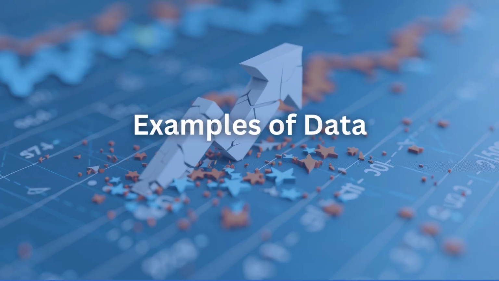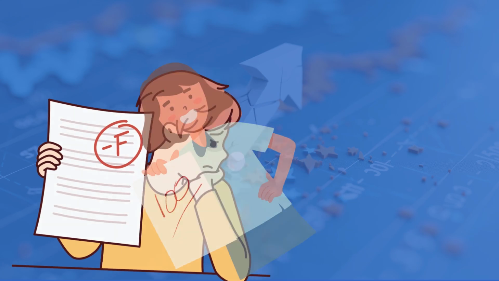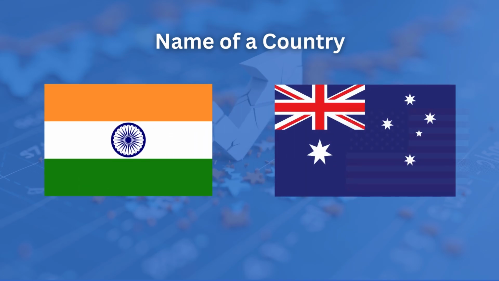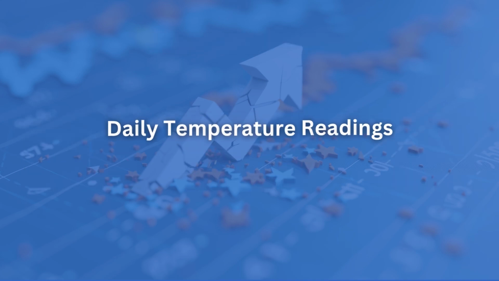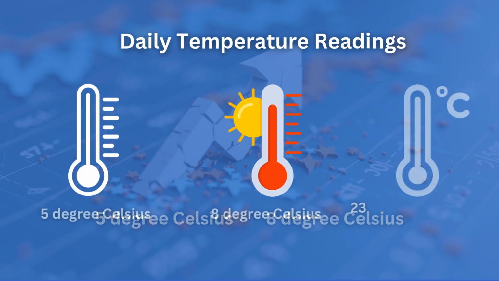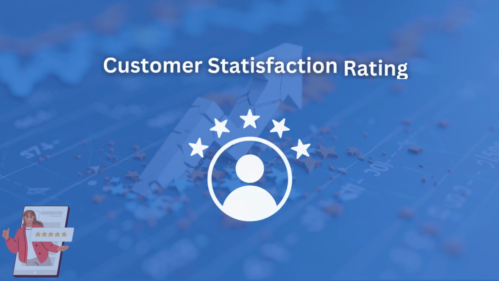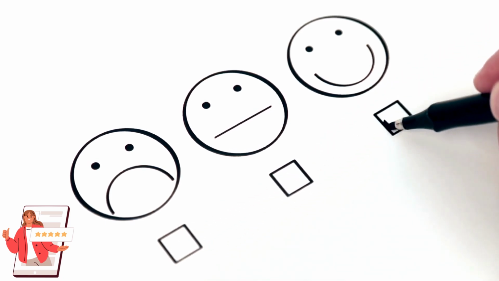Some examples of data include the test score of a student, which is a quantitative form of data, and the name of a country, that is India, Australia, America. These are examples of qualitative data. Daily temperature readings, 5 degrees Celsius, 8 degrees Celsius, 23 degrees Celsius, such sort of information is termed as quantitative data. While customer satisfaction rating, when we are doing a survey where we are getting the rating or customer satisfaction information, this data can be qualitative in form or can be quantitative in form.